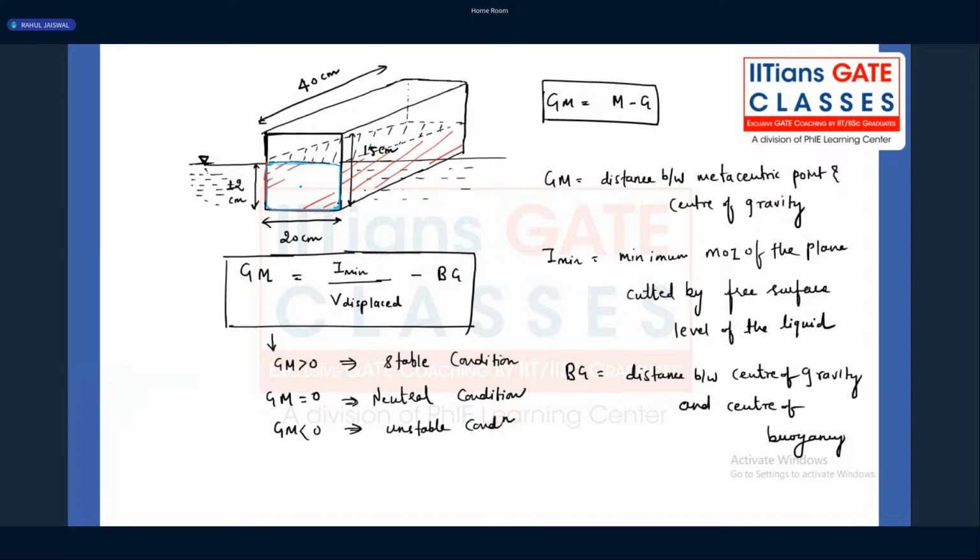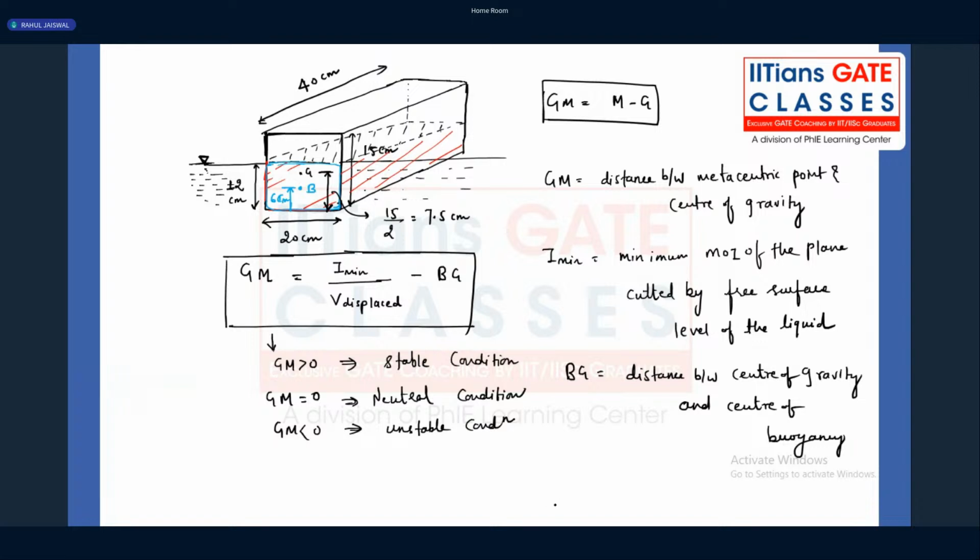Now tell me what is the centroid of this blue marking? 12 by 2. So I'm marking this as B. And what is the distance from the bottom surface? It's 6 centimeter. Now tell me what is the centroid or center of gravity of this whole block from the bottom surface? What is the value of G? The total value is 15, 15 divided by 2. So it is 7.5 centimeter.